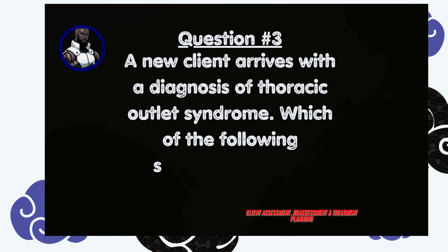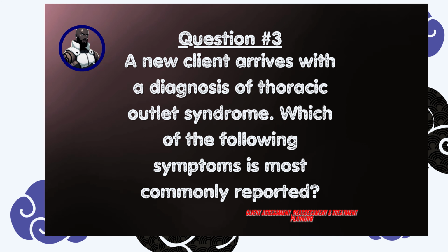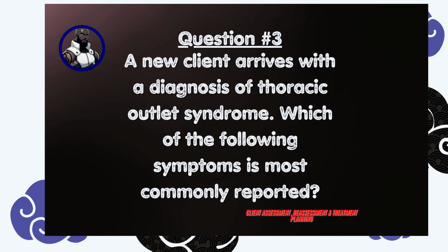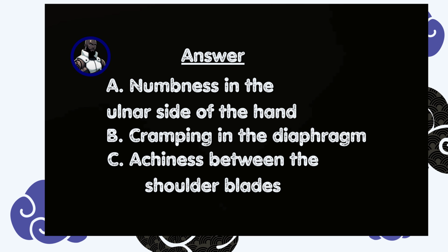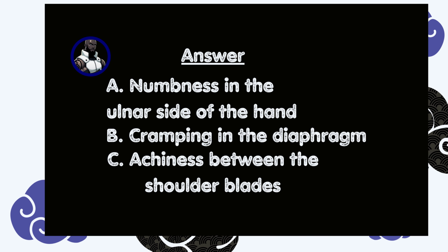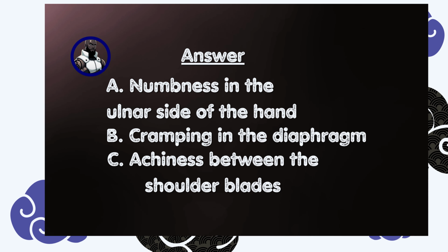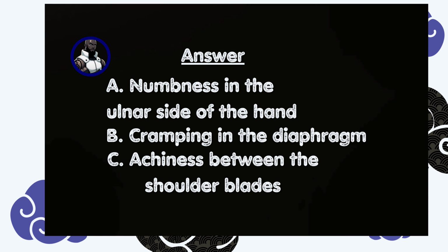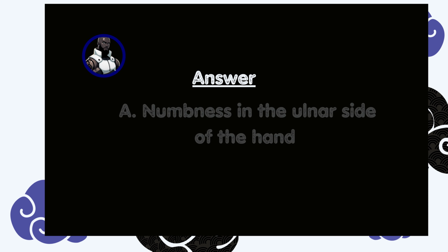Question number 3. A new client arrives with a diagnosis of thoracic outlet syndrome. Which of the following symptoms is most commonly reported? Answer: A. Numbness in the ulnar side of the hand. B. Cramping in the diaphragm. C. Achiness between the shoulder blades. Answer: A. Numbness in the ulnar side of the hand.